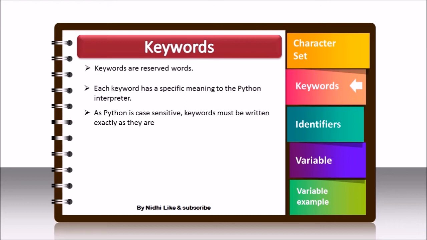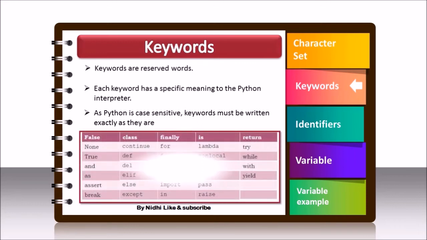Next, Python is case sensitive. That means in Python, if you write something in capital, it has a different meaning, and if you write something in small letters, it has a different meaning. So keywords must be written exactly as they are. In SQL, as we have studied, keywords are not case sensitive. We can write capital SELECT and we can write small select also. That doesn't make any difference. But here in this case, it is case sensitive. So keywords are always written in the way they are given here.